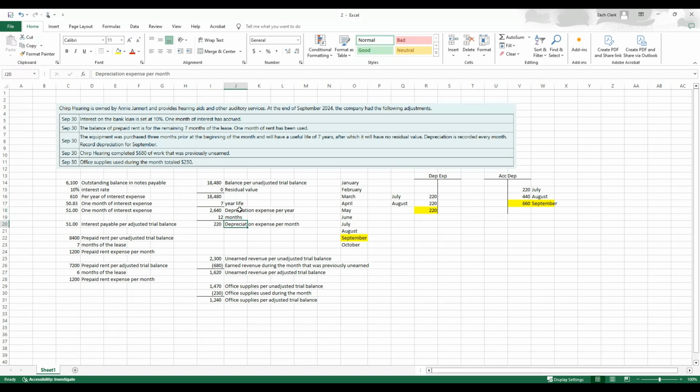And then we want to get it down to months, so we divide that by 12 months. So it should be $220 of depreciation expense per month. And it tells us that we bought it 3 months prior, so there's a couple clues here. Then we look at the unadjusted trial balance, and it shows accumulated depreciation of $440 before we book in this month. And we can reason through that.